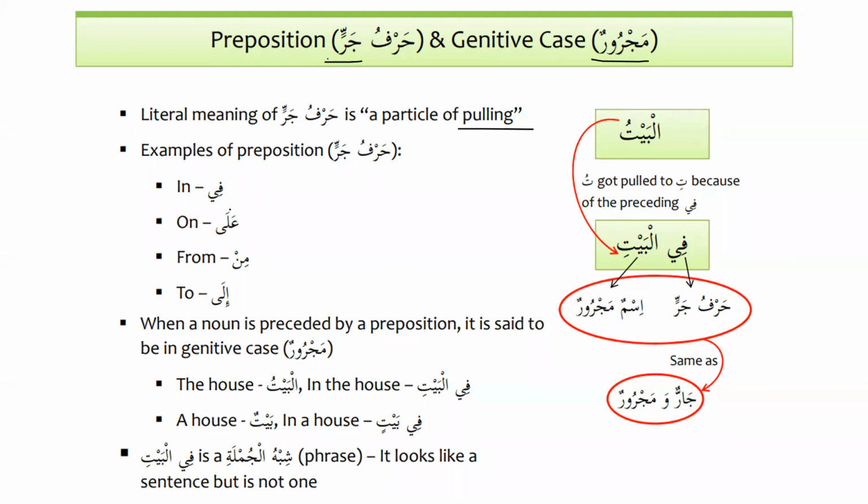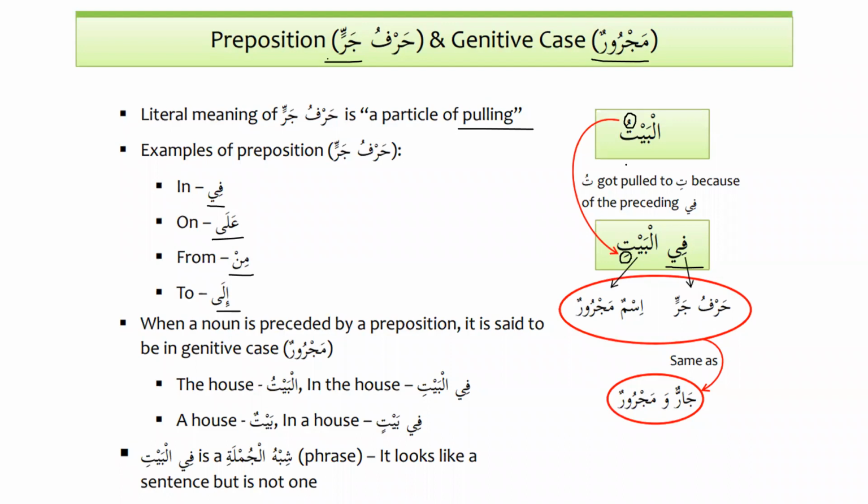And in this lesson, inshallah, we will learn 4 of them. Fi, that means in. Ala, that means on. Min, from. And ila means to. So let's look at the function. Basically what happens, we know that every noun in Arabic is marfu by default. Okay, for example, al-baytu, that means the house. But when we put harf jar fi before it, then what happens? The tu got pulled to ti because of the preceding of fi. So al-baytu, because of fi, became fil bayti, as we can see over here.